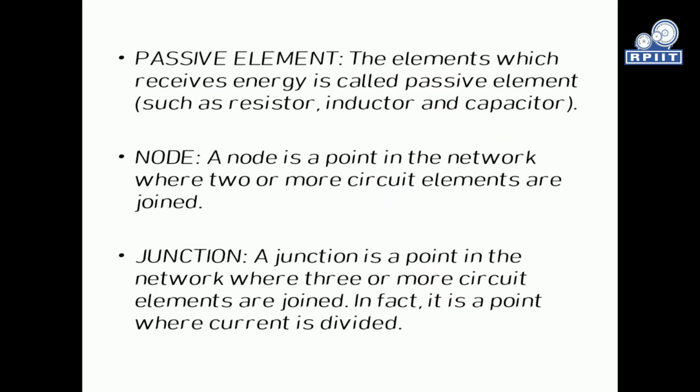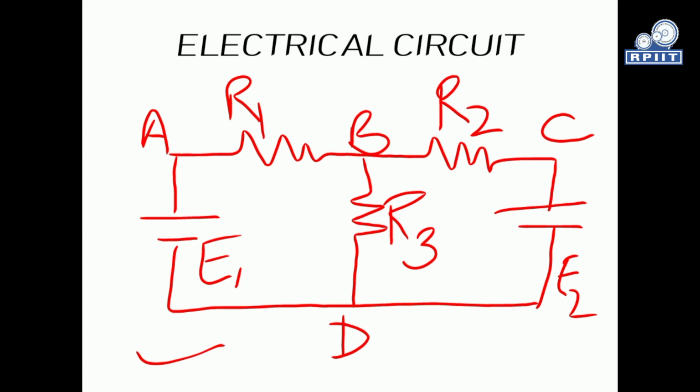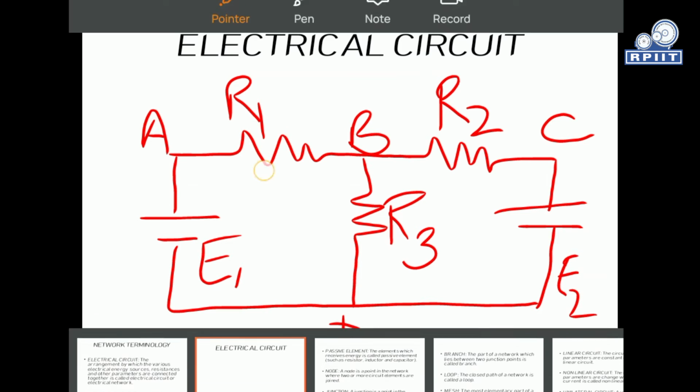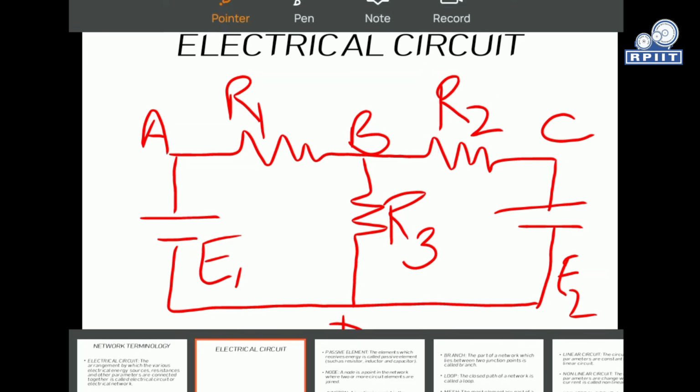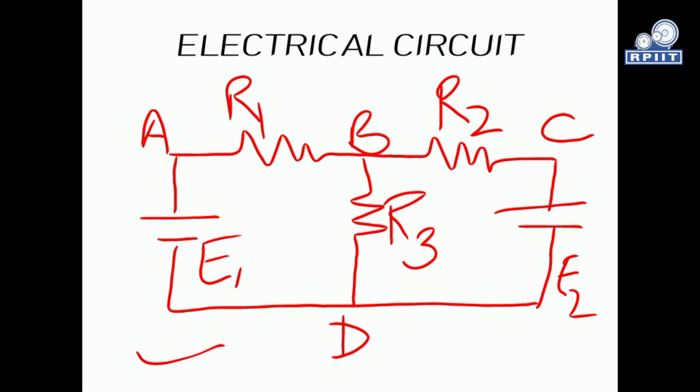Now next one is, what is a node? A node is a point in the network where two or more circuit elements are connected or joined. So here A, B, C and D are the four nodes. At A, two circuit elements are connected; at node B, R1, R2 and R3, more than two elements, are connected; at C, R2 and E2 are connected; and at D, R3, E1 and E2 are connected. So these are called nodes.